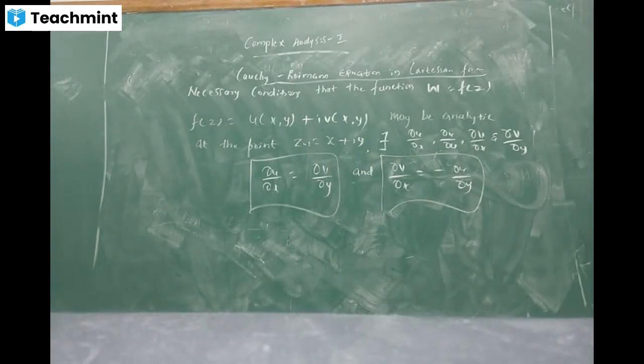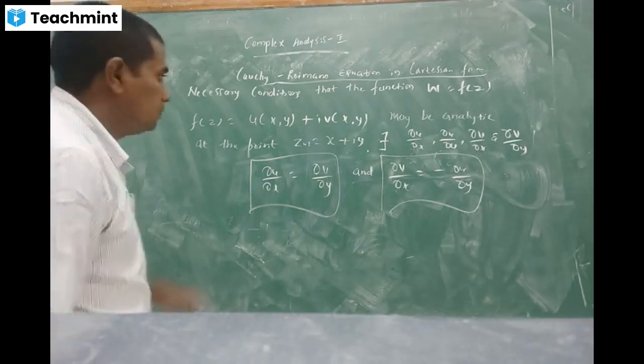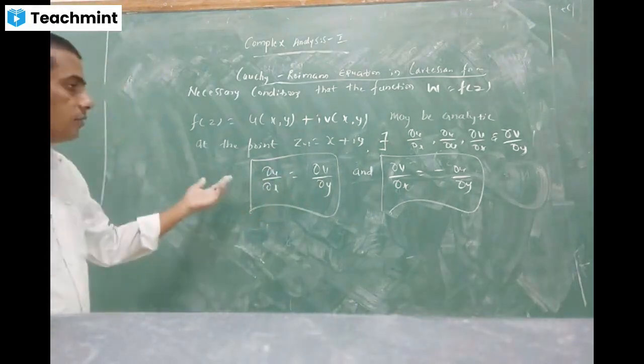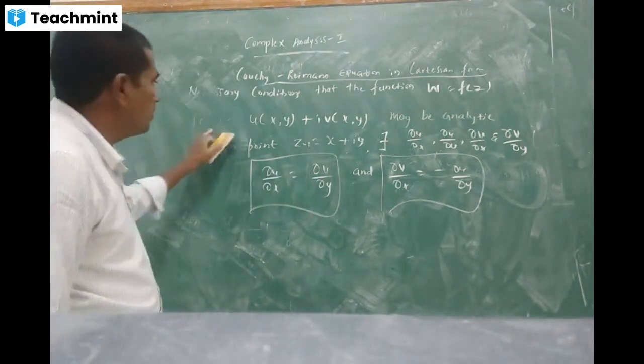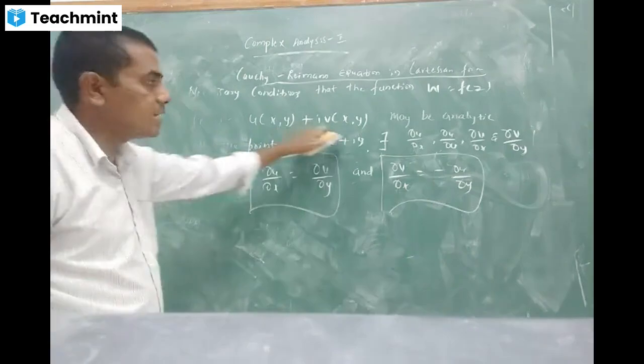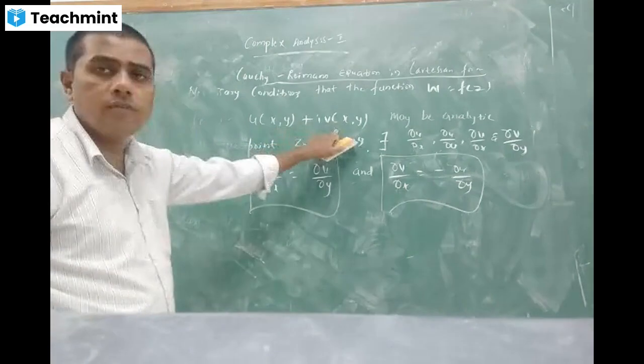Is it clear? So now, what is the next point? The derivative exists, and the function is also given here in the form f of z is equal to u of x comma y plus i into v of x comma y, right? So let us take that.